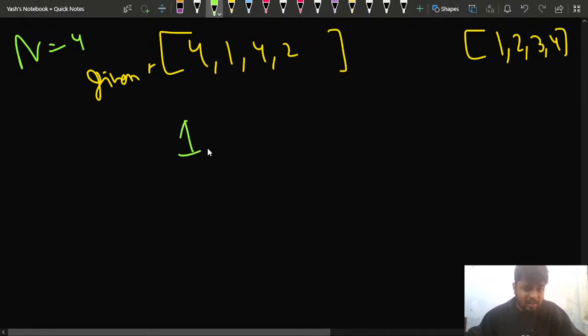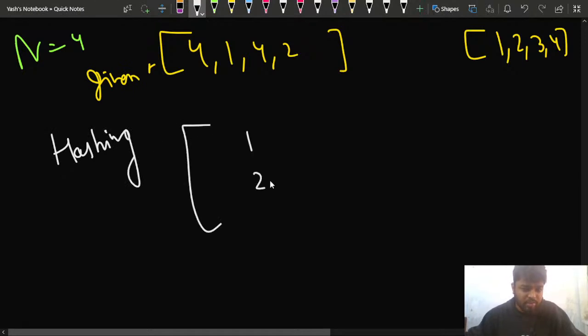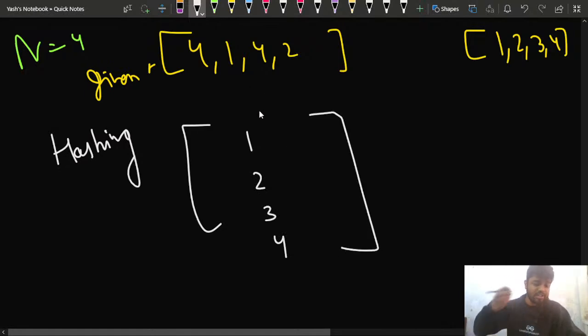I know that the elements should be present in the range 1 to n. So I can easily use the concept of hashing, or hash map, but saying hash map would not be good; I can say I use hashing for the frequencies. I know that 1 should be present, 2 should be present, 3 should be present, and 4 should be present. These elements should be present.